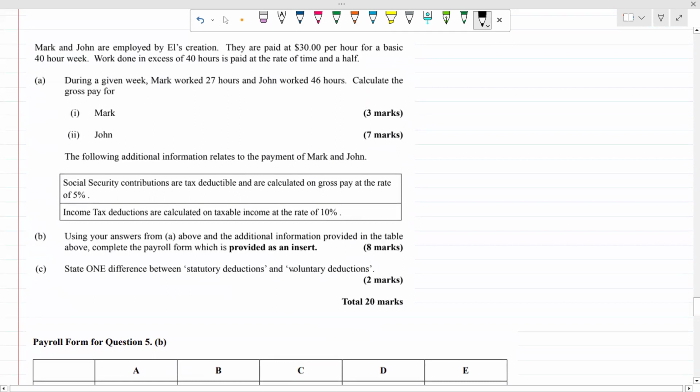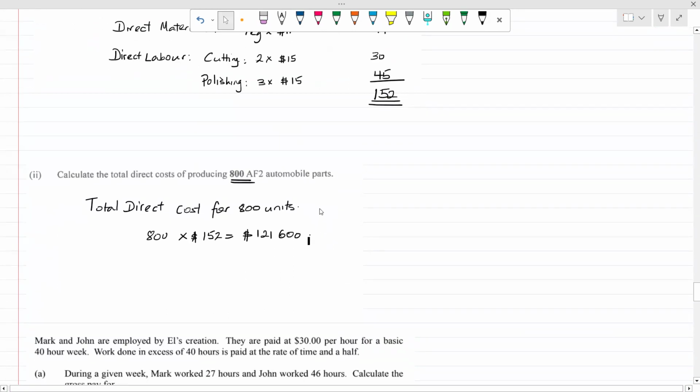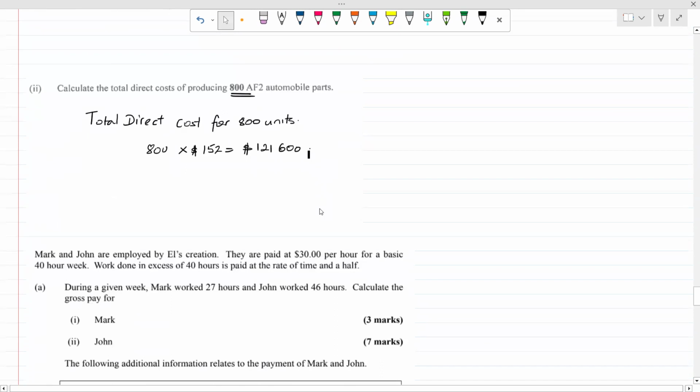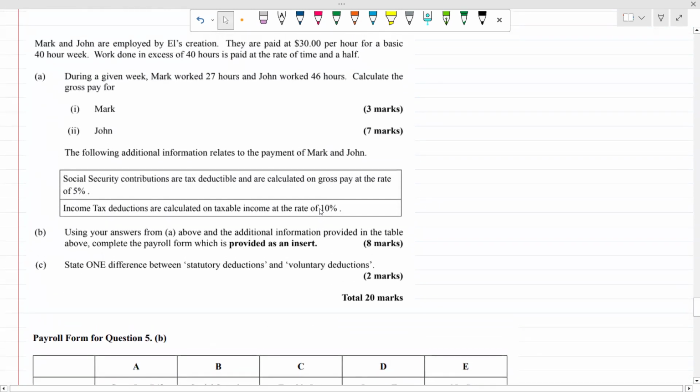So that was it for this part of the question. If I remember correctly, this question went on to do a manufacturing account later on. I didn't include it here because we covered manufacturing accounts in a different section. So I just wanted to look at the costing part of the question.